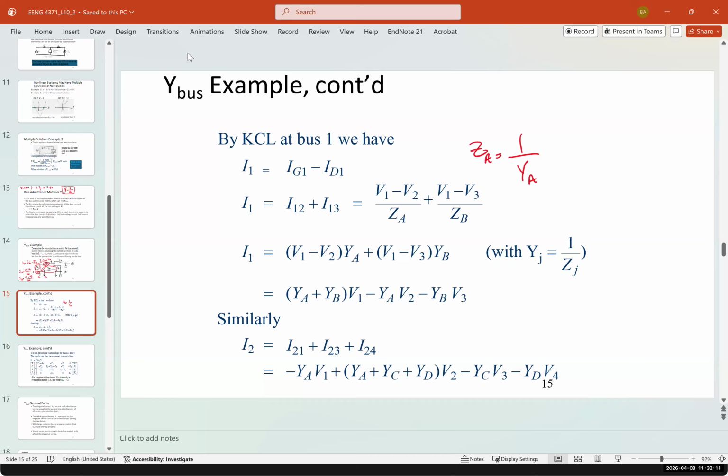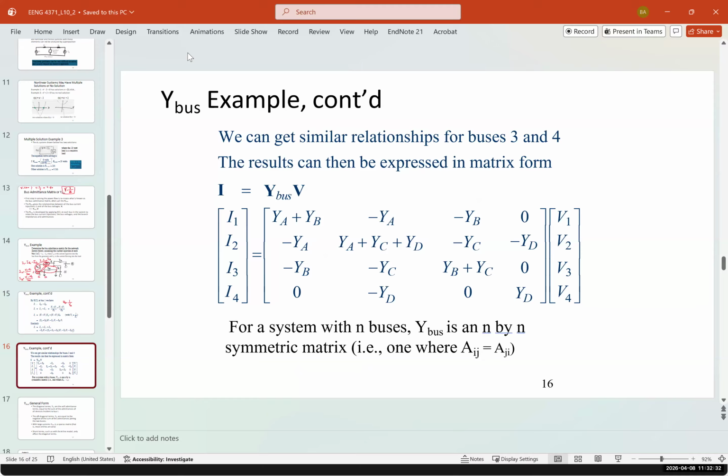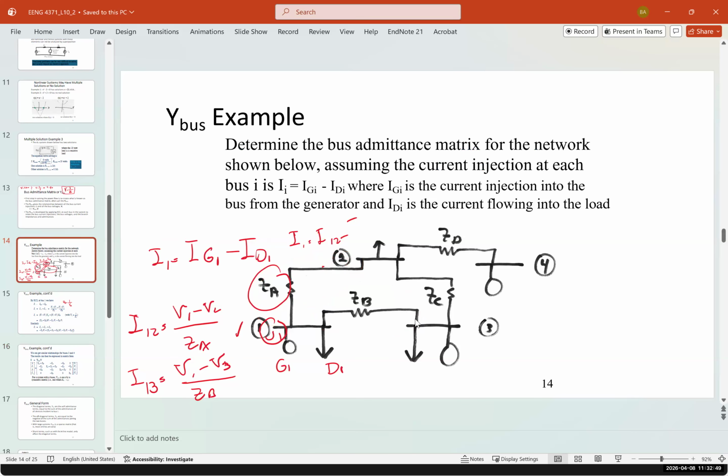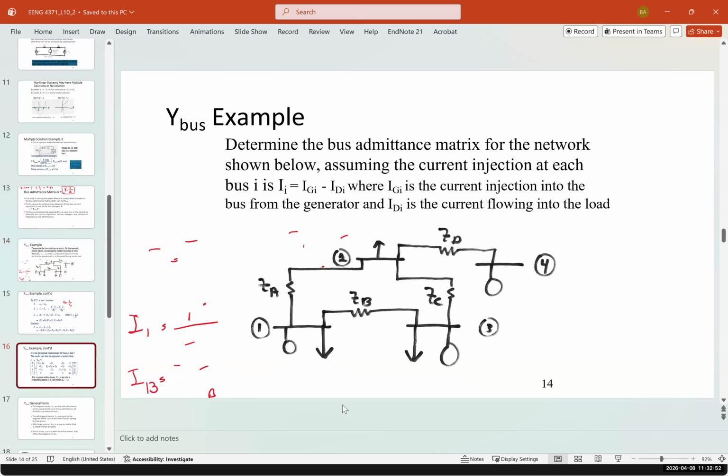Similarly, we can do it for I2 and I3 and I4, all the buses. So for I2, it's going to be I21 plus I23 plus I24. And it's going to be negative YA V1 plus (YA plus YC plus YD) V2 minus YC V3 minus YD V4. And if I write it for the entire network, we have 4 currents, I1, I2, I3, I4. Depending on the number of buses that we have, the same number of currents. How many buses, nodes did we have? We had 4, so we have I1 to I4.